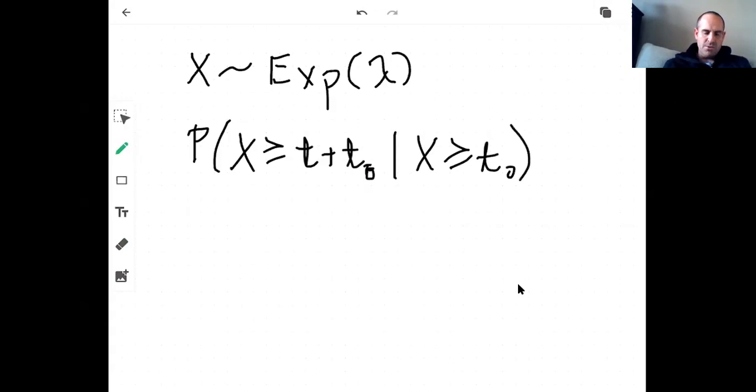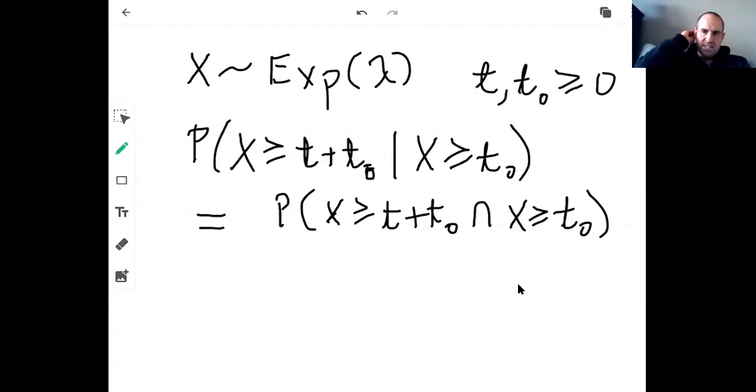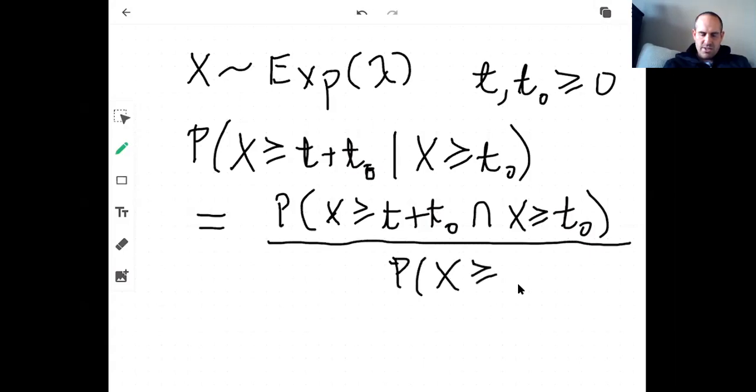Okay, well, what about that? Well, that is going to be equal to the probability that x is greater than or equal to t plus t0, and x is bigger than or equal to t0. And by the way, we're assuming that t and t0 are equal to or greater than 0, because remember, x is a random variable that only takes on non-negative values anyways. And this is divided by the probability that x is equal to or greater than t0.